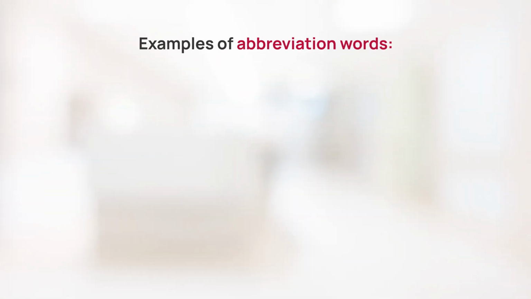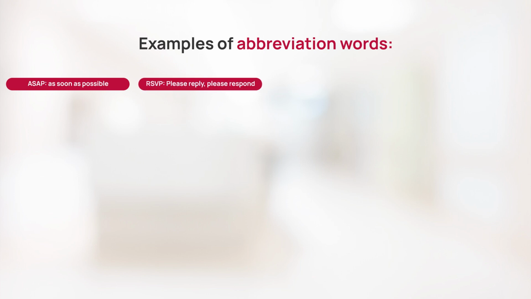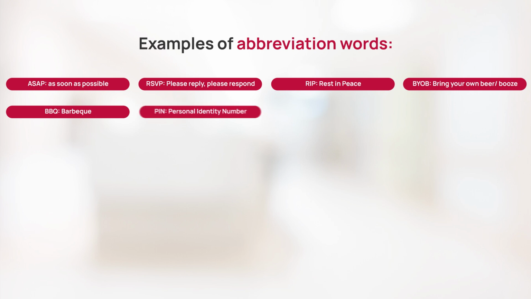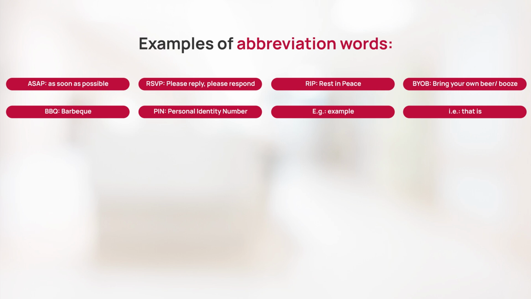Examples of abbreviation words. ASAP, as soon as possible. RSVP, please reply, please respond. RIP, rest in peace. BYOB, bring your own beer/booze. BBQ, barbecue. PIN, personal identity number. E.g., example. I.E., that is. Etc., the rest, so forth.